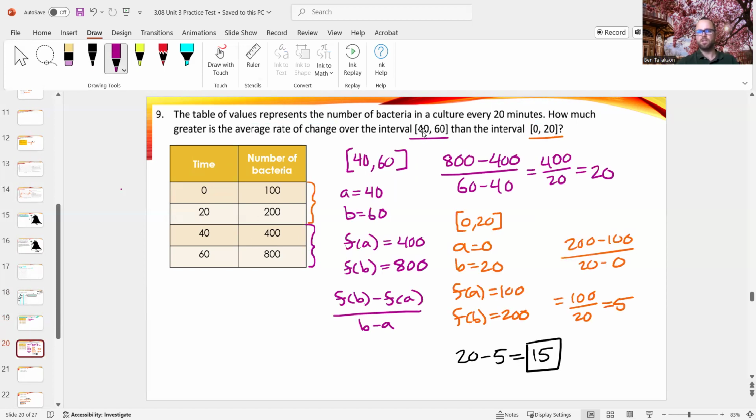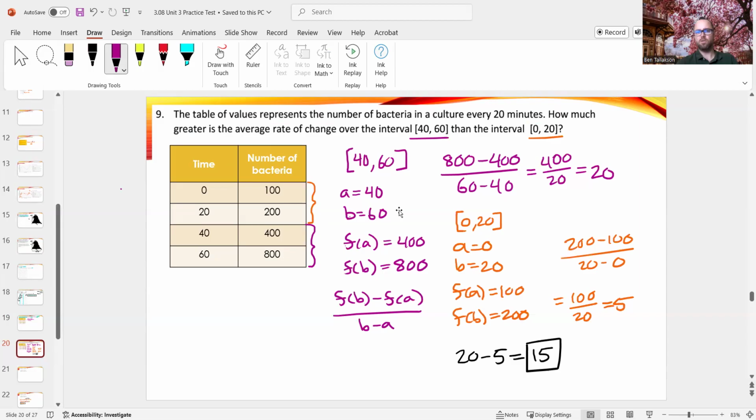First, I dealt with the interval 40-60. Remember, A is the first value they give you, so A is 40, B is the second value they give you, 60. F of A is the y value associated with A, so A is 40. The y value associated with it is 400, so F of A is 400. Same logic with B. B is 60, so F of B is 800.